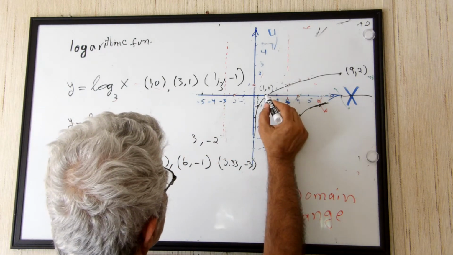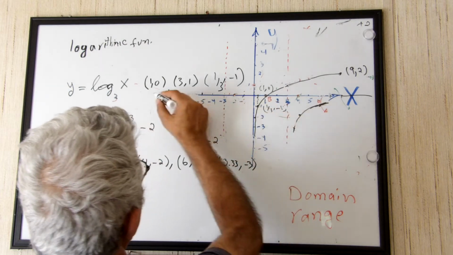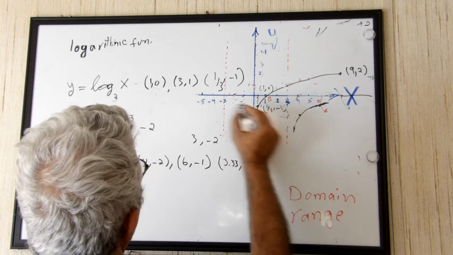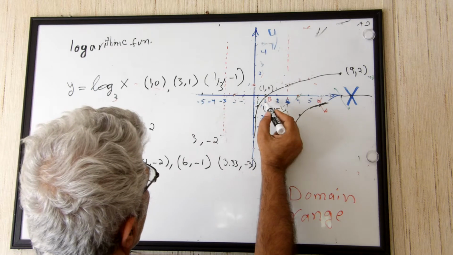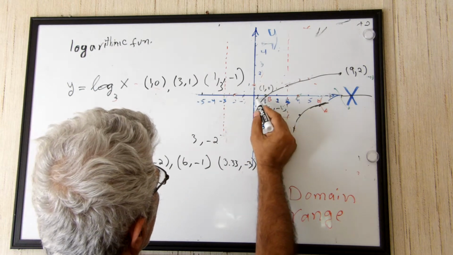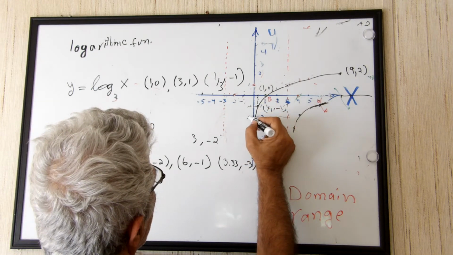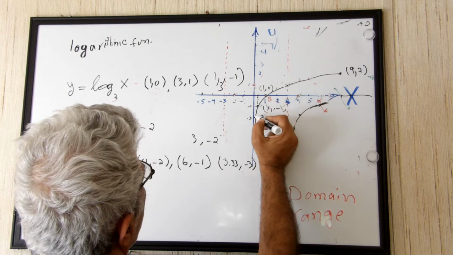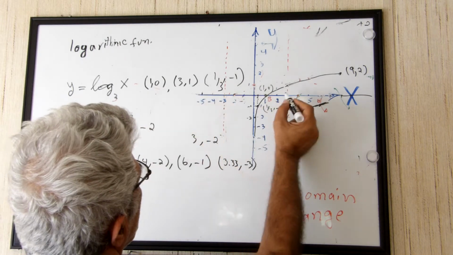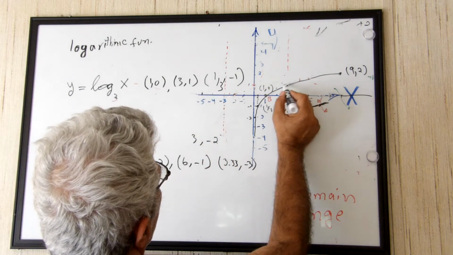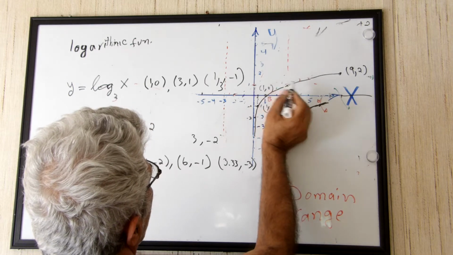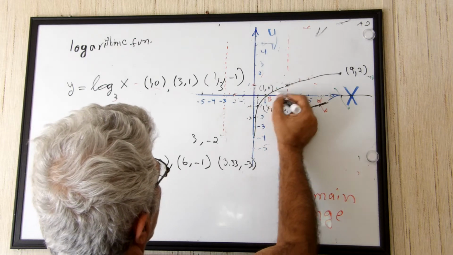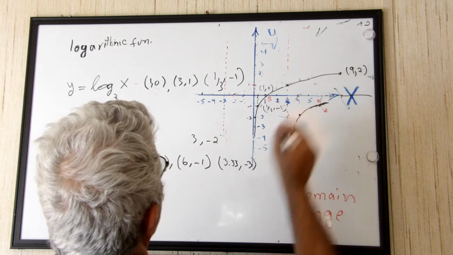The graph passes here through (1, 0), and then here (1/3, -1), and the third point is (3, 1). So we graph this one, we connect this one, and we graph this one.